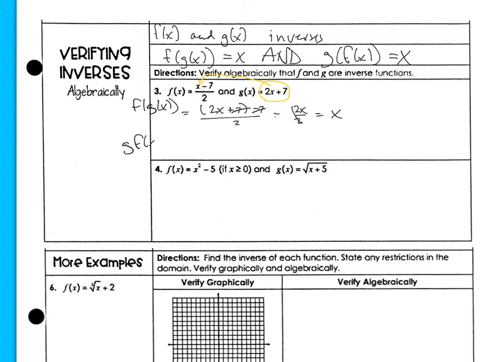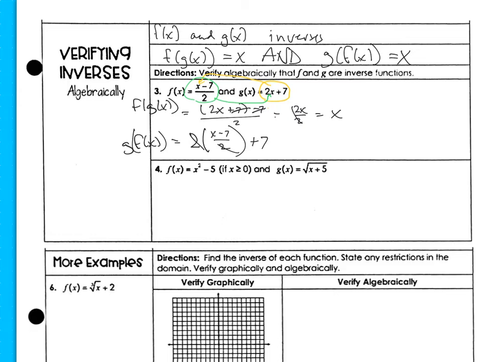G of f of x. These have a tendency, when you write them down, to look crazy, but things start crossing off and canceling. So they usually work out pretty well if they are inverses. Now we're going to go the other way, meaning this whole fraction has got to snuggle right next to that 2. So we're going to have 2, and again, I'm going to use parentheses, the fraction, and then the plus 7 sticks out.